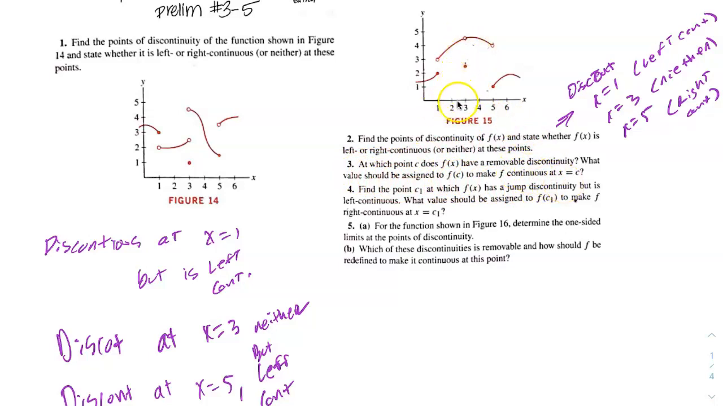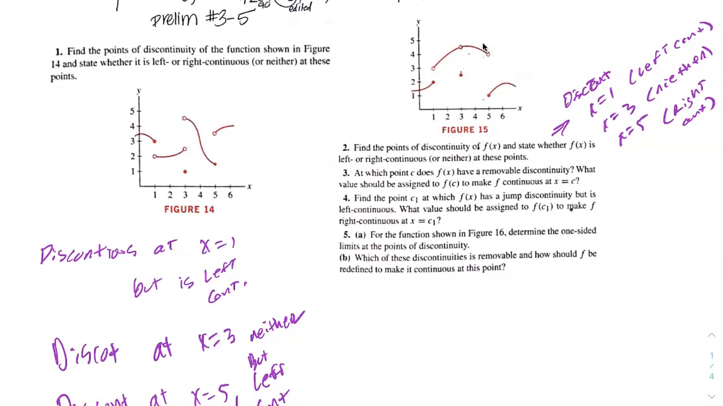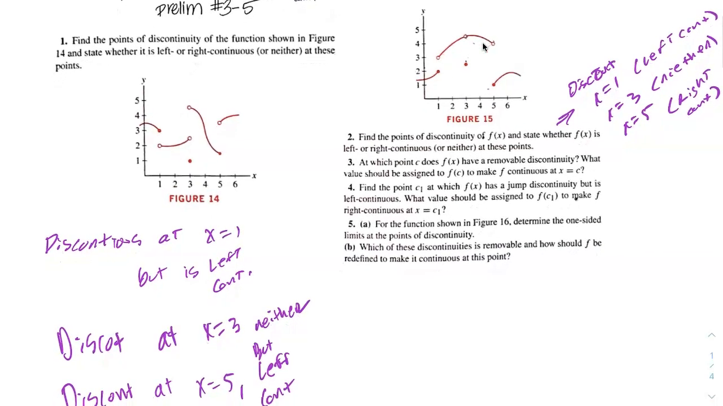So right here, if instead of being down here, that point was up here at like 4.5, then it would be continuous all the way through. So it's an easy fix. So for this one, I'm going to say x equals 3 is where it has removable discontinuity, and then we would want f of 3 to equal 4.5 to make it continuous at 3.